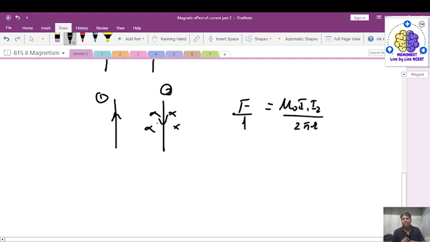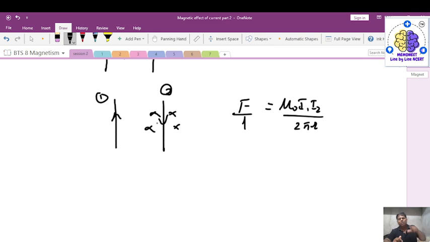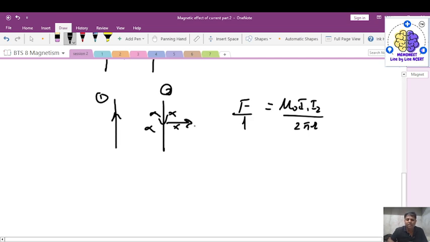Now, if it is in the inward direction, using Fleming's left hand rule, placing the index finger in the direction of magnetic field and the middle finger in the direction of current, we find that the force experienced by the second conductor will be in the right hand side direction. So it will be experiencing force in this direction. That is, this is F, right?